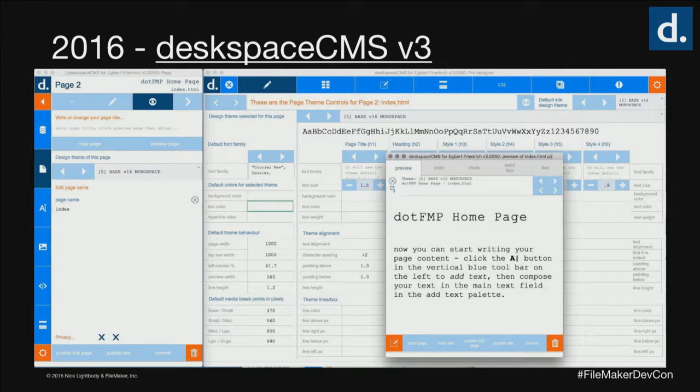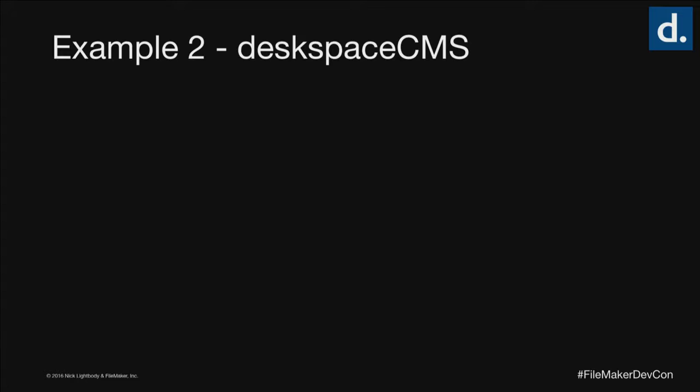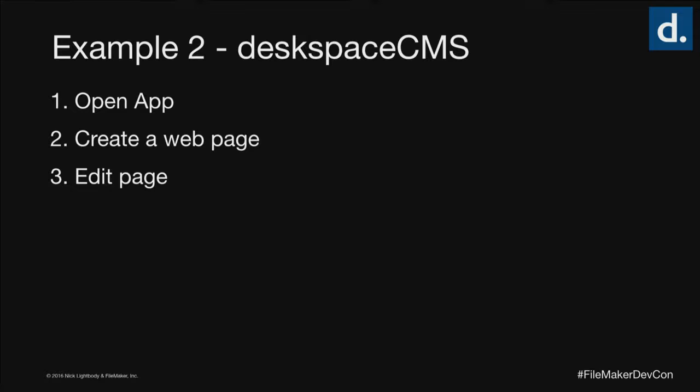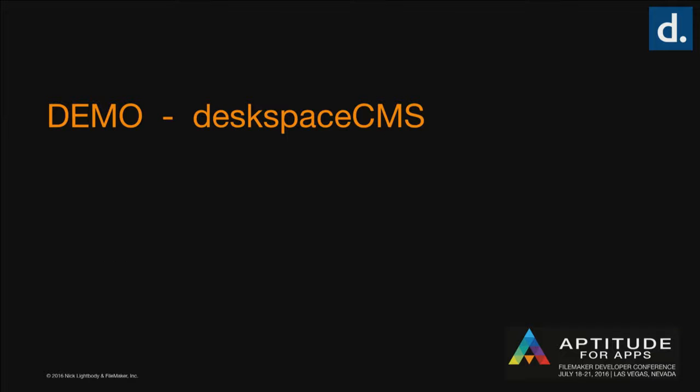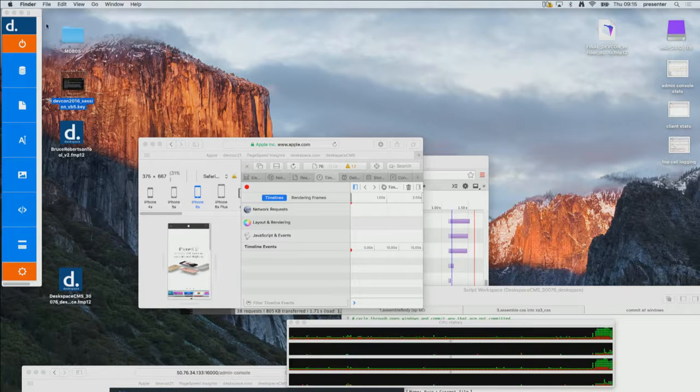The high-performance work I've been doing has moved on to desk-based CMS, and I'm going to show you that very, very quickly, and then we're going to start looking at some principles. So in this case, we're going to open the app, create a web page, edit a page, and upload the page. And this is something which we'll then observe the results. But this is something which FileMaker is actually faster at than any other technology anywhere in the world that I can find. And I think that's something that is potentially worth celebrating.